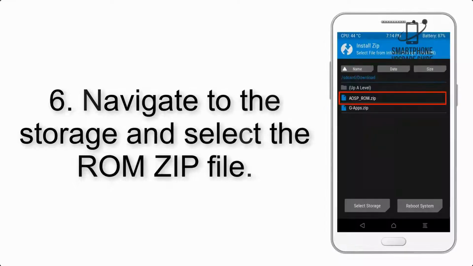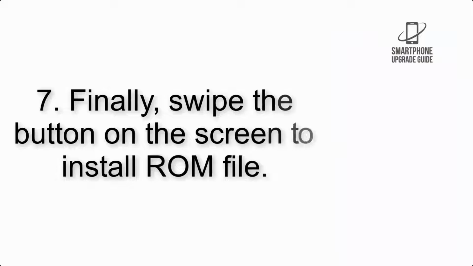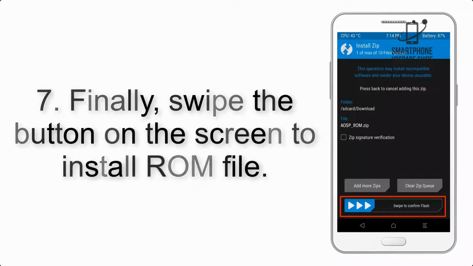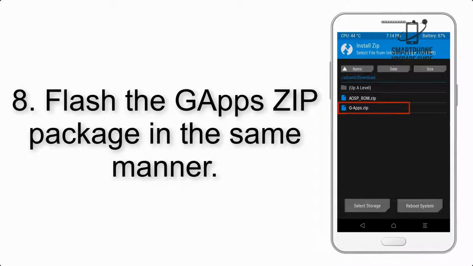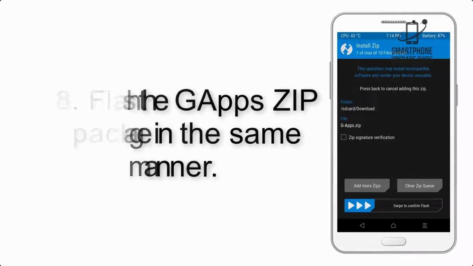Step 6. Navigate to the storage, and select the ROM zip file. Step 7. Finally, swipe the button on the screen to install ROM file. Step 8. Flash the GApps zip package, in the same manner.